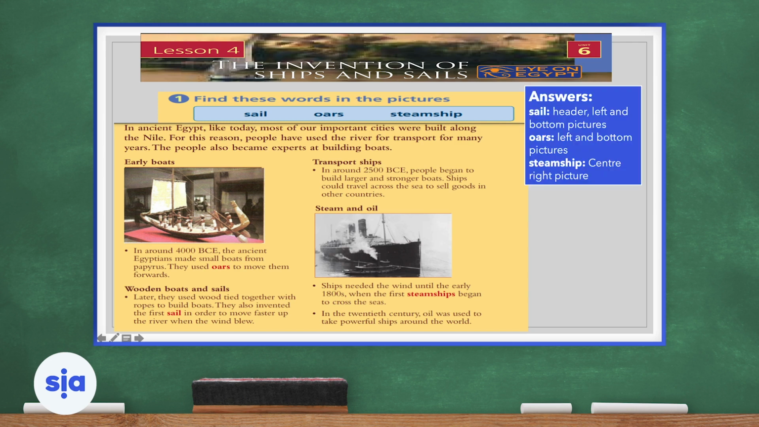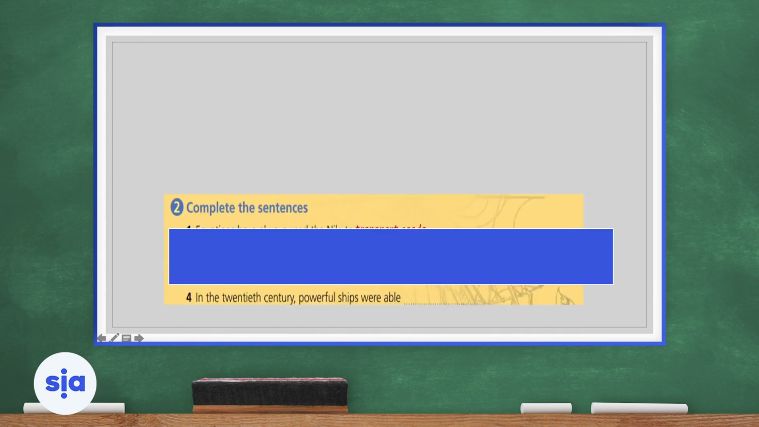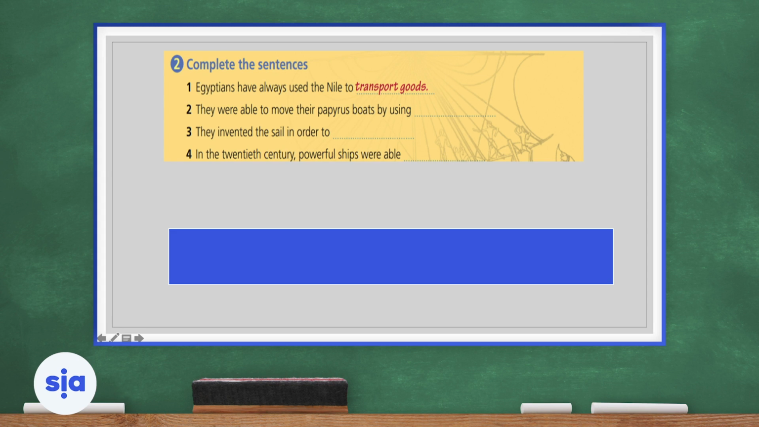Now, let's emphasize: the sail is in the header left and bottom pictures, and the oars are on the left and bottom pictures. The steamship is the center right picture. Now, let's move on to our exercise. Complete the sentences. Egyptians have always used the Nile to transport goods. They were able to move their papyrus boats by using oars. So they used oars to move the papyrus boats.